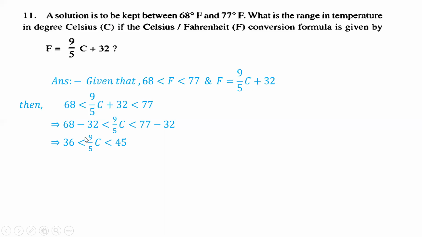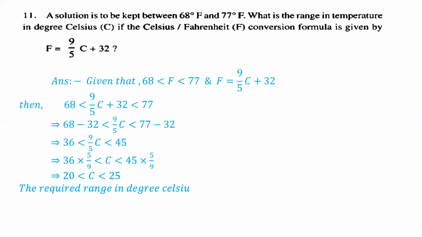Now, 36 less than 9 by 5C less than 45. Sorry, not less than or equal to, this is less than. Now, multiply this inequality by 5 by 9. So ultimately we'll find this is 20 less than C less than 25. That means the temperature range in degrees Celsius will be 20 degrees Celsius to 25 degrees Celsius. So in between these two temperatures, we need to keep the solution. So that's the way to convert Fahrenheit to degrees Celsius.